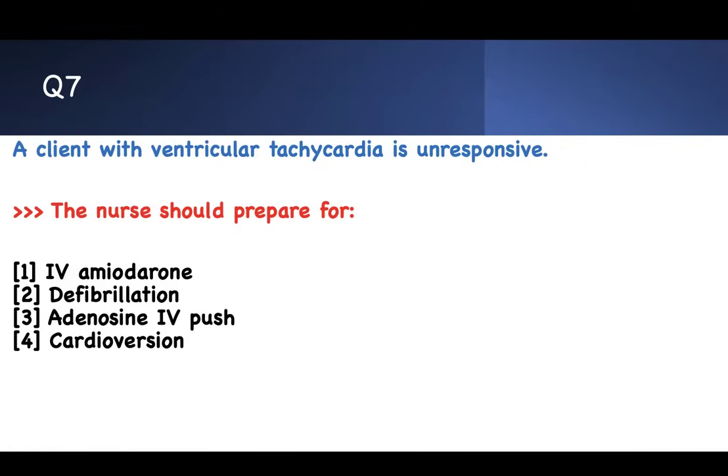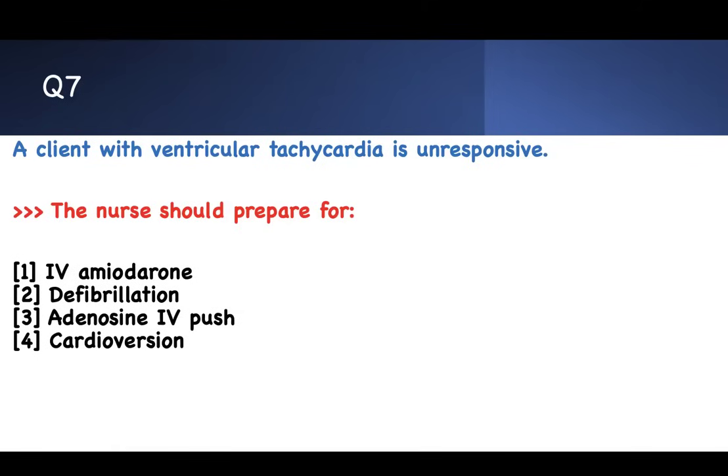The NCLEX practice question. This is not just questions and answers, but practice questions to let you think critically. What does ventricular tachycardia that is unresponsive mean? Critical thinking tells you that this is a pulseless VTAC. A pulseless VTAC needs the heart to be pumping back. Medication is not effective. Using that strategy, any medication there should be wrong. IV amiodarone is gone. Adenosine is gone because this is for SVT.